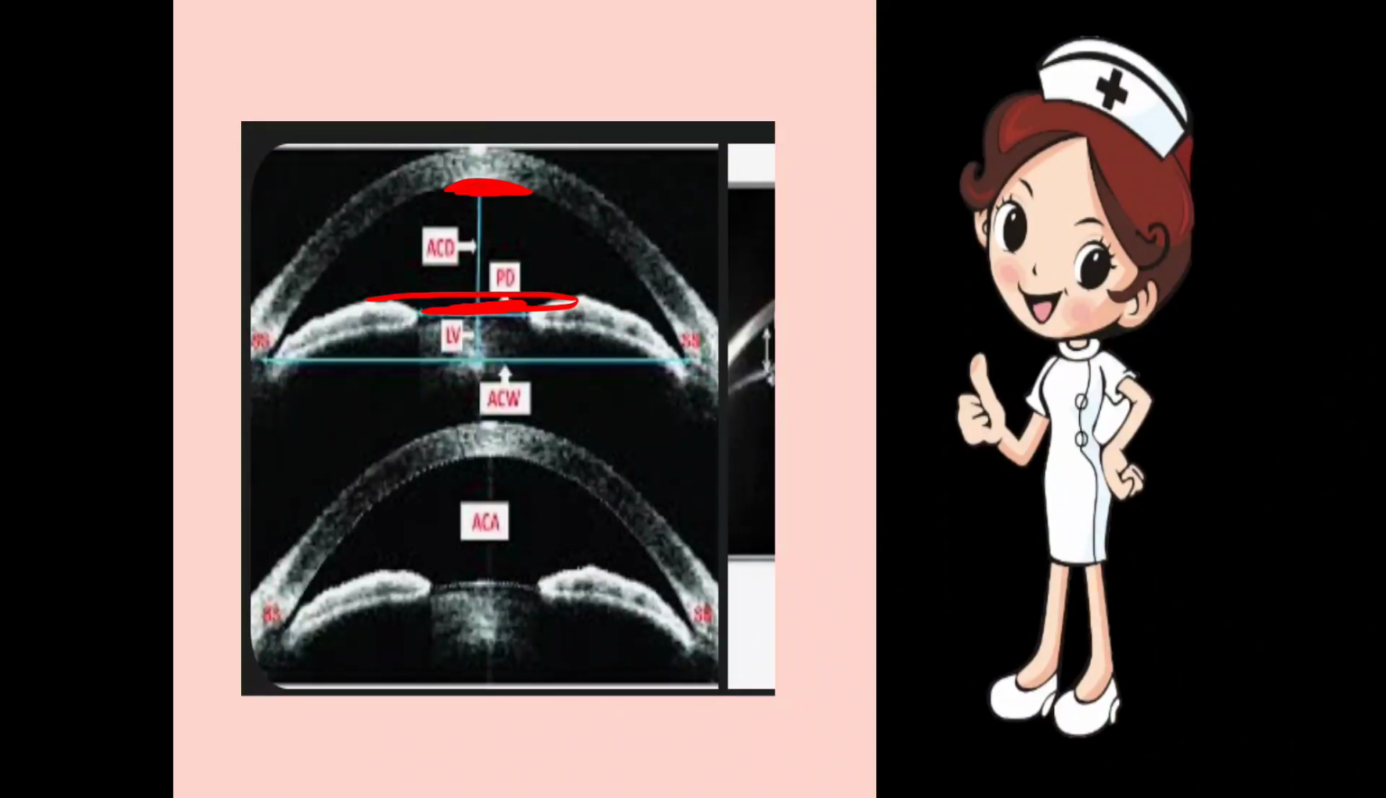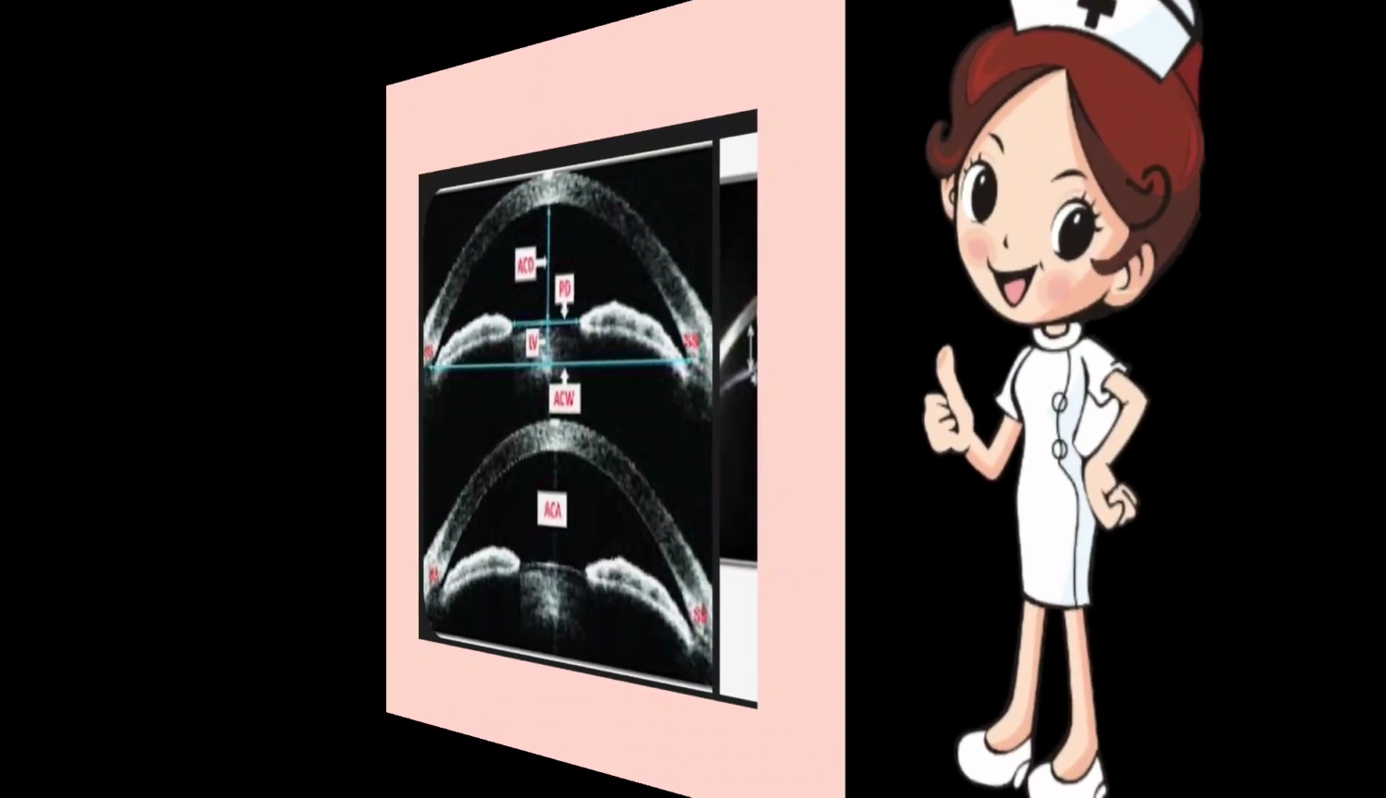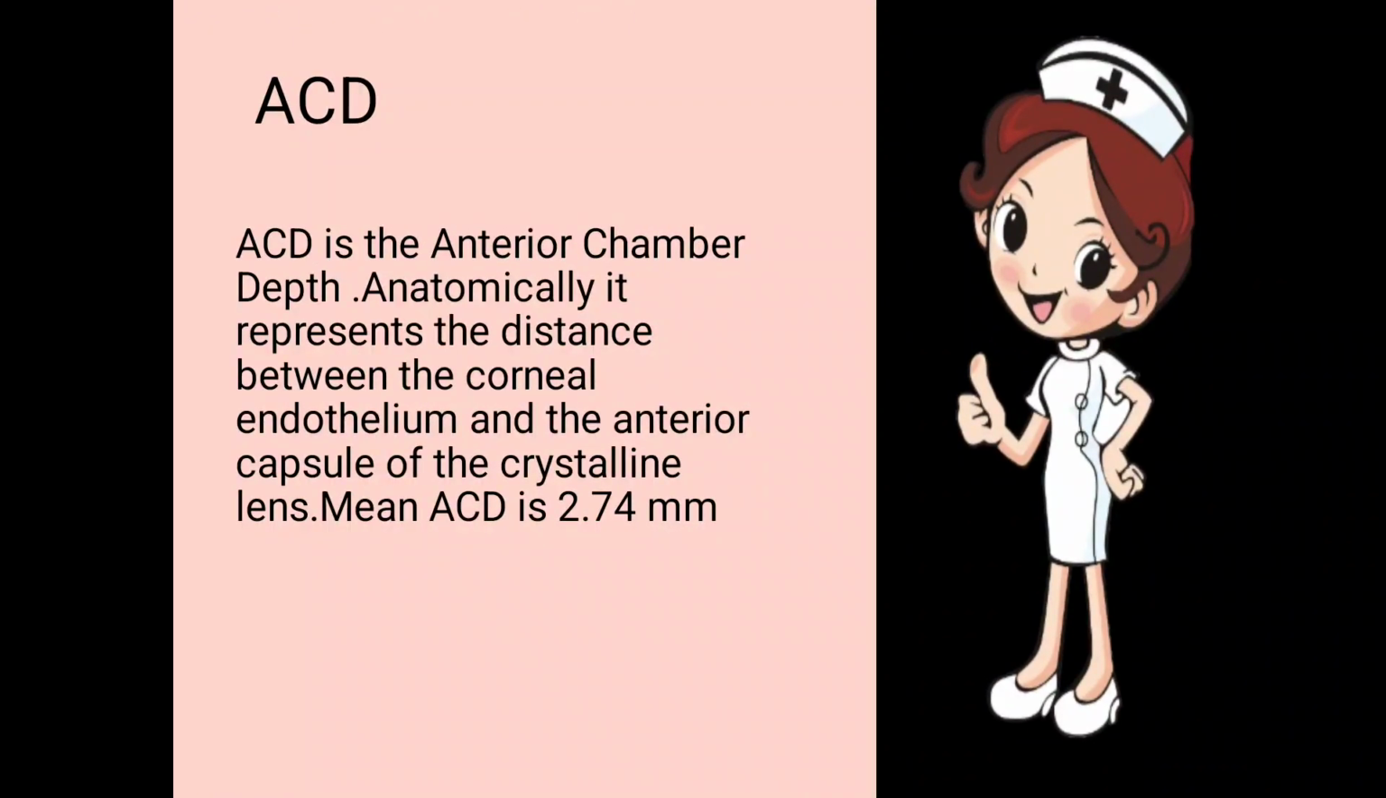This one is the lens, this one is the cornea, this one is the iris, and in the center part the pupil is there. And here the lens is there. So ACD is basically this distance from the inside of the cornea to the start of the crystalline lens. This is basically the anterior chamber depth, and the mean ACD is 2.74 mm.